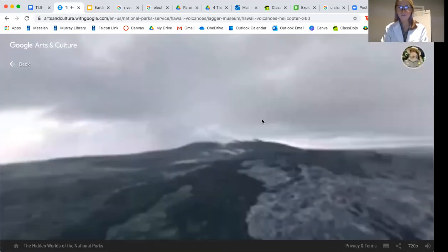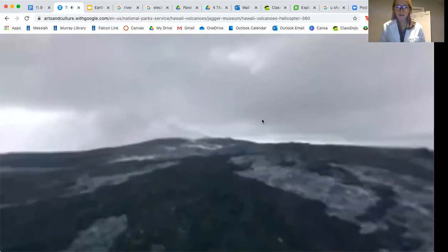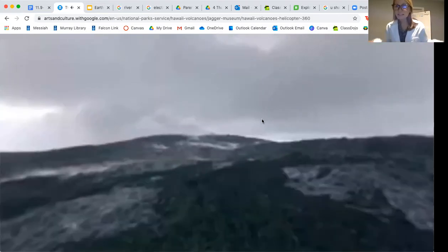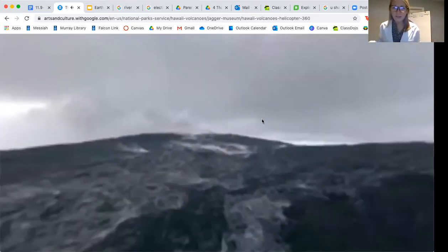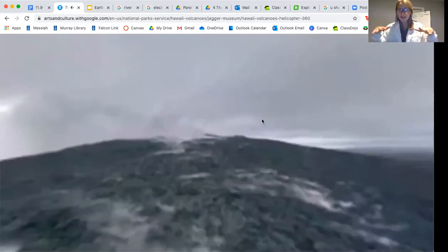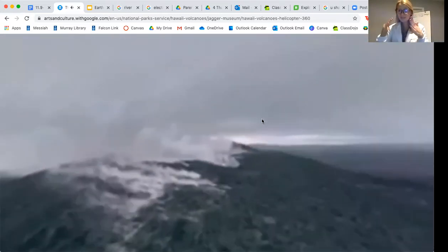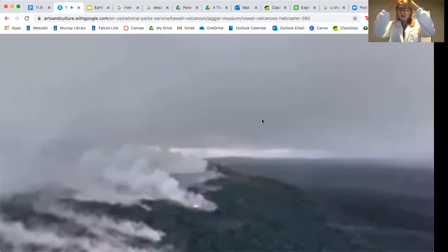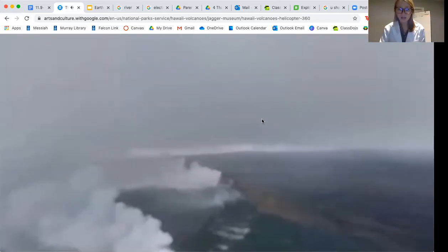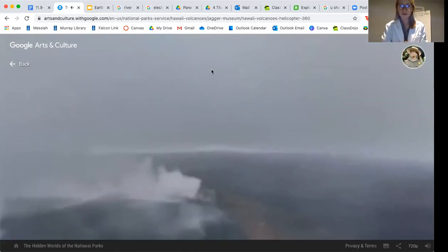Let's fly over the volcano. Like we're actually in Hawaii, seeing a real life volcano. A volcano that formed from shifting plates that caused new land to form. And sometimes these volcanoes erupt, creating new landforms and changing the surface of the earth. Wow.